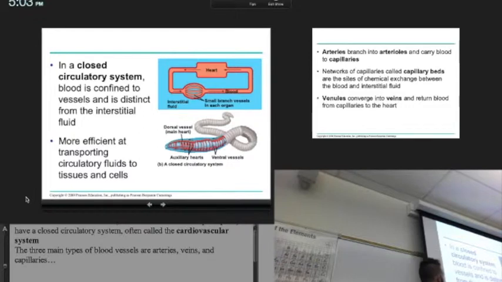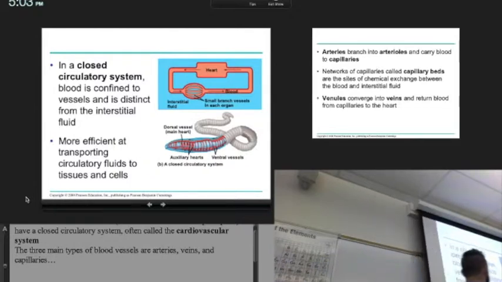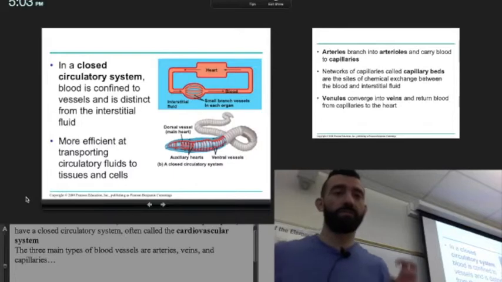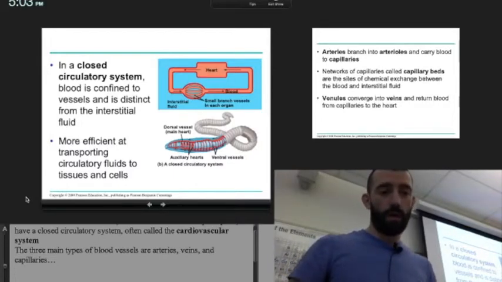Okay, so as you might imagine, in both cases, in an open or a closed circulatory system, you have some kind of heart organ that's contracting, that's providing some sort of locomotion for the fluid. But it's more efficient in a closed circulatory system just because you have less volume you have to pump, because you don't have to pump through an entire body cavity. You just have to pump through the vascular tissue.